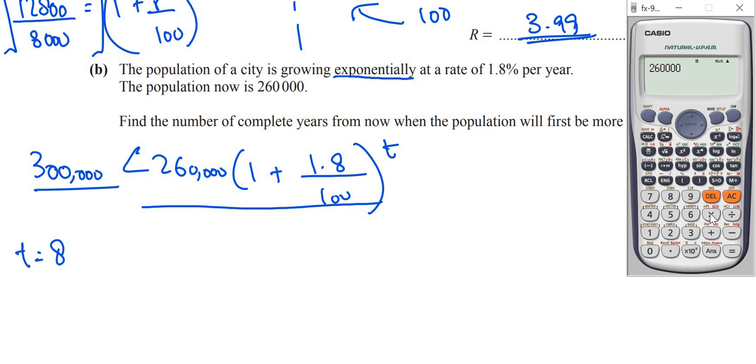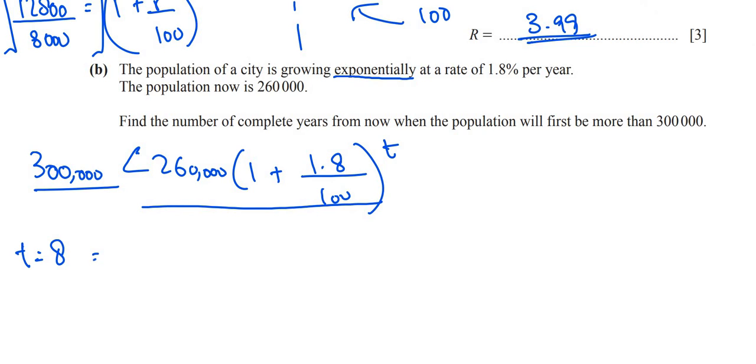260,000 multiplied by (1 plus 1.8 upon 100) raised to power 8. So look, this is not greater than 300,000. This is 299,88. So this is not greater than 300,000. So t is equals to 9.